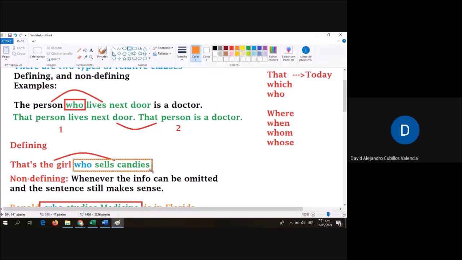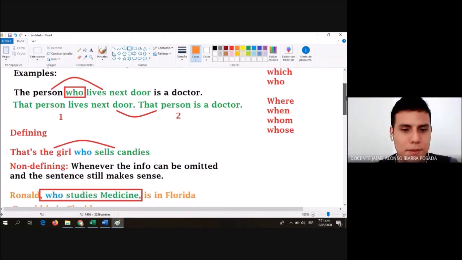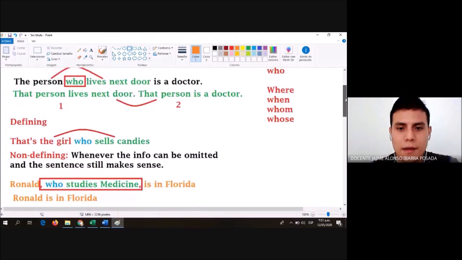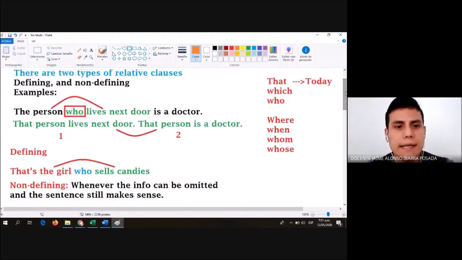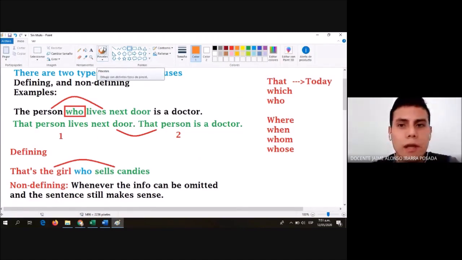Okay? Okay, teacher. Thank you. You're welcome, sir. Now, this is using who. Who is the relative pronoun that we use in order to refer to people.